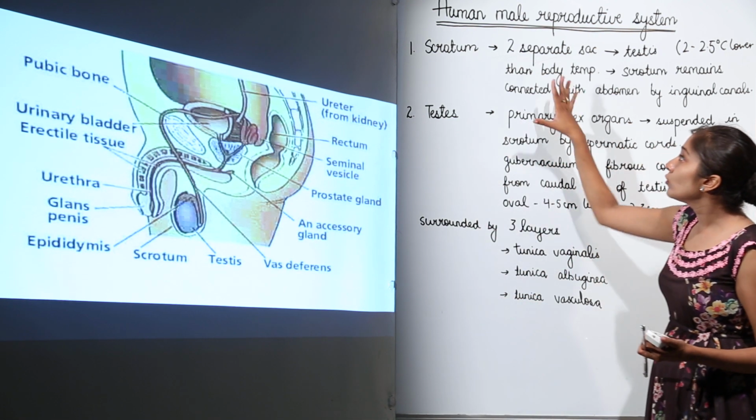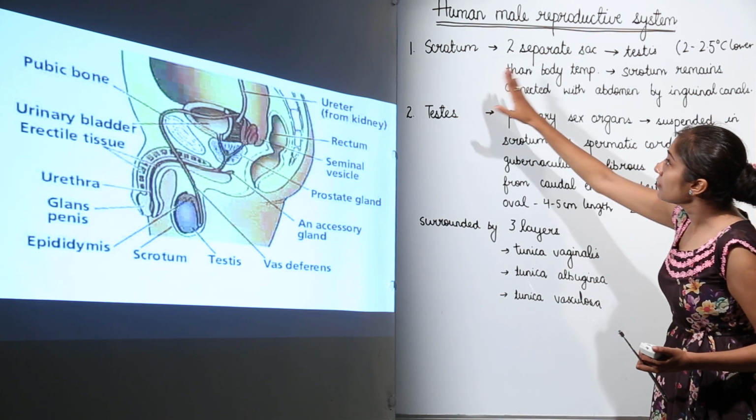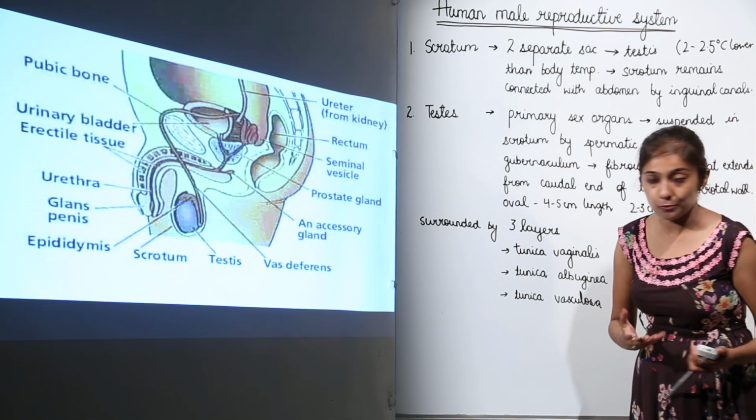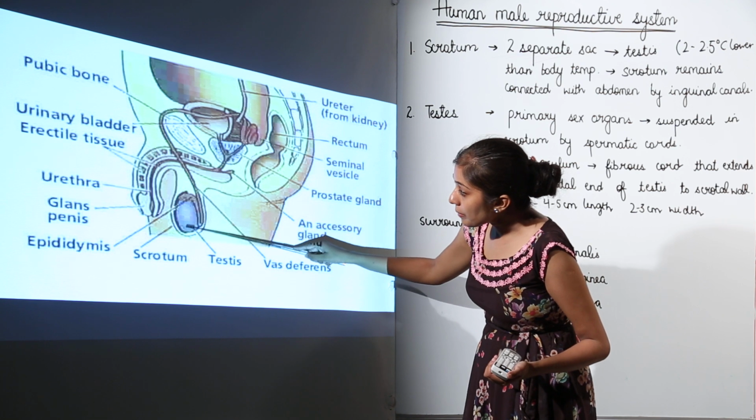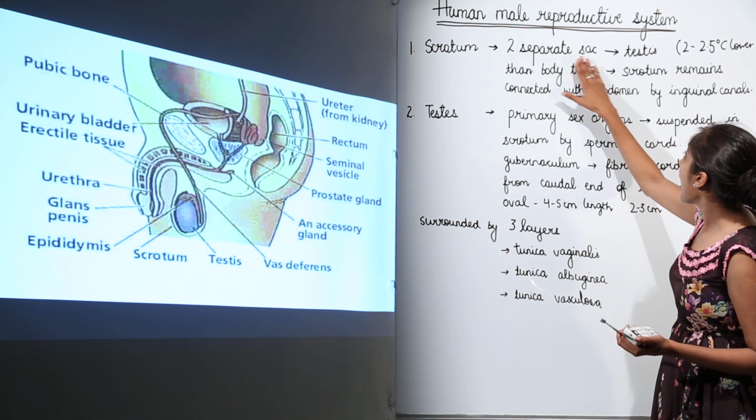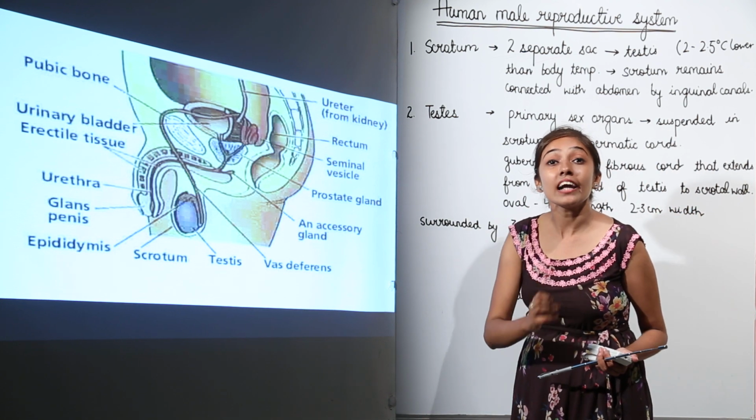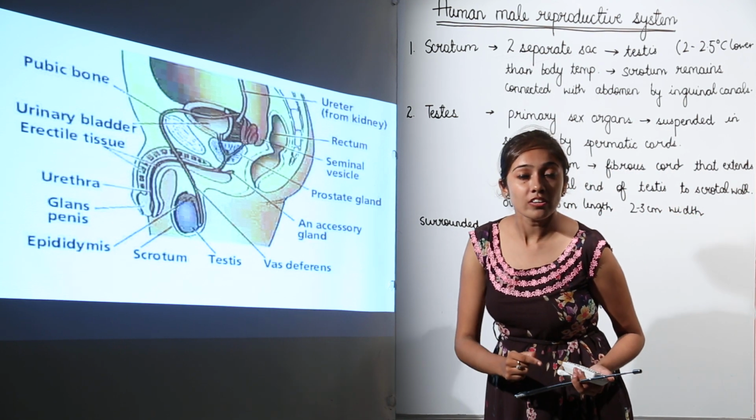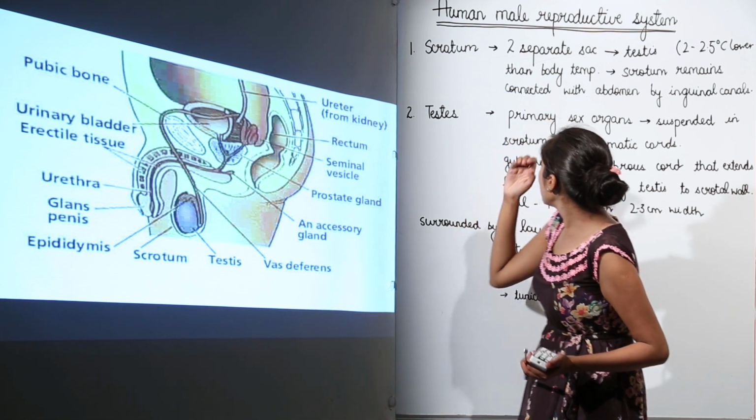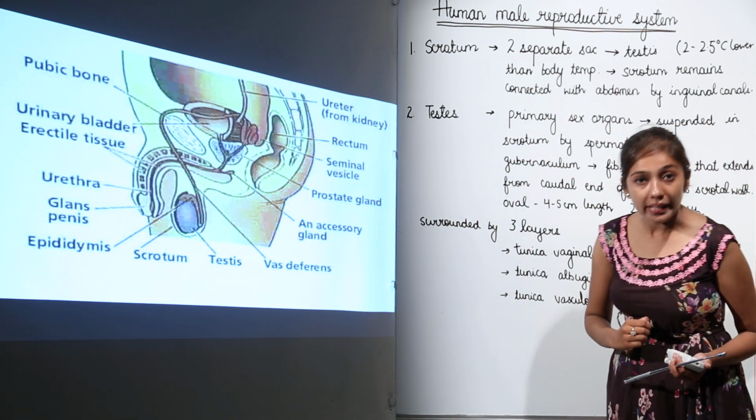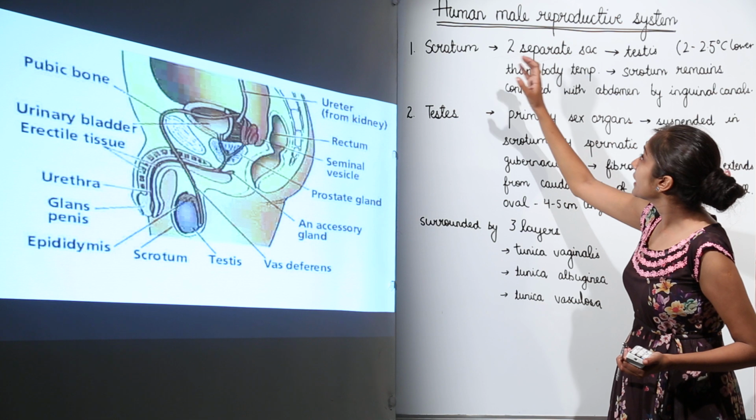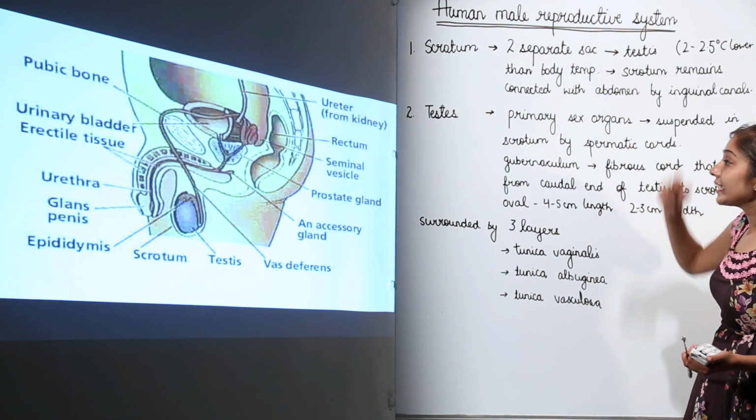Now a few lines about the scrotum. The scrotum contains two separate sacs which we call testes. What are these two separate sacs? These are testes, and we will learn later on that testes are the primary sex organs in males. So the scrotum contains two separate sacs which we call testes.